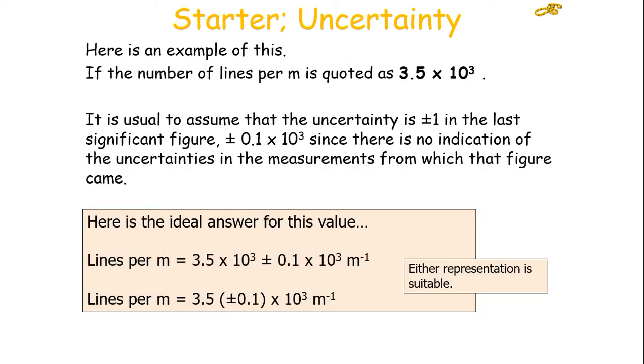If the number of lines per meter is quoted as 3.5 times 10 to the 3 per meter, it's then usual to assume the uncertainty is plus or minus 1 in the last significant figure or digit, so therefore the last significant figure or digit is 0.5, so therefore it's plus or minus 0.1 times 10 to the 3. Now again, it might be different to this, but we don't have enough information, so we assume this particular practice. Now we can write it as either engulfed inside of the 10 to the 3, or we can have it outside. Either representation is suitable.